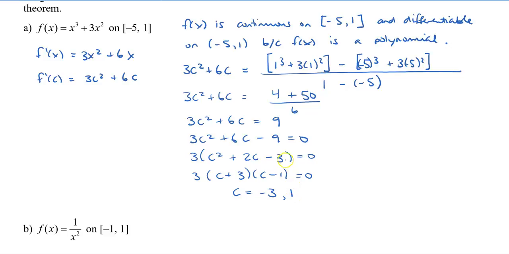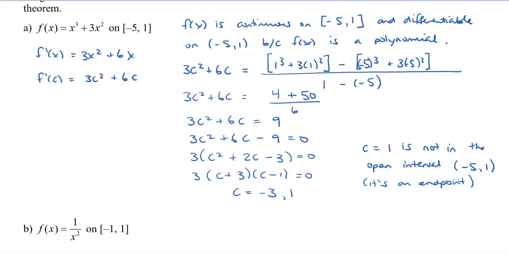Now, c equals 1 is not in the open interval -5 to 1. It's actually an endpoint. So therefore, c is only equal to -3. And then you can try the next one on your own.